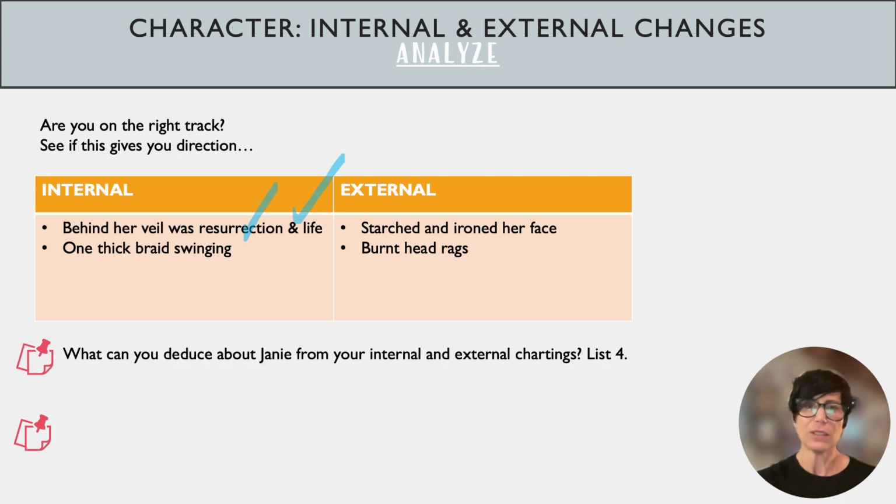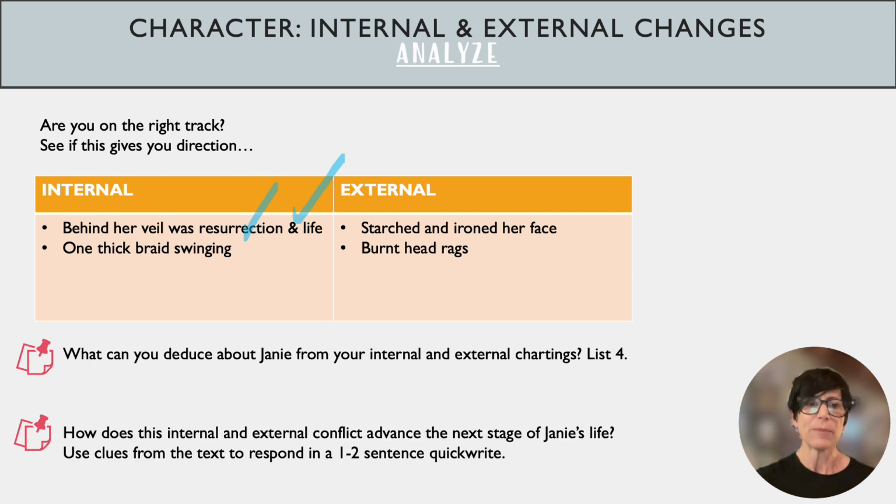So what you're going to do is find 4 things that you can deduce about Janie using your words and phrases. This is going to be great practice for our on-demand thinking, our on-demand writing, and just not getting too much of a context and working through that yourself. And then once you've listed those 4, we're going to look at how this internal and external conflict advances the next stage of Janie's life.